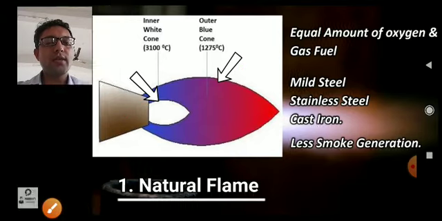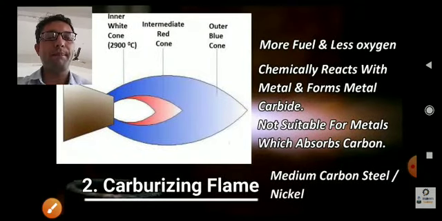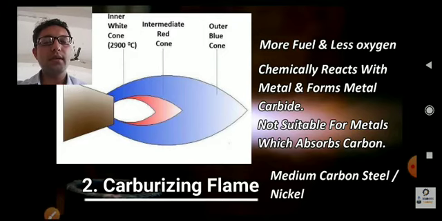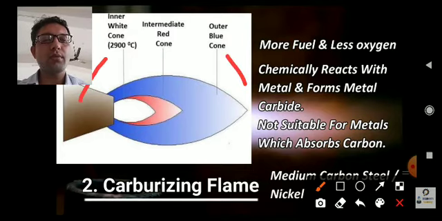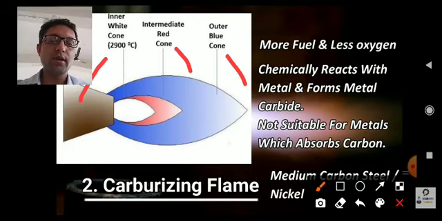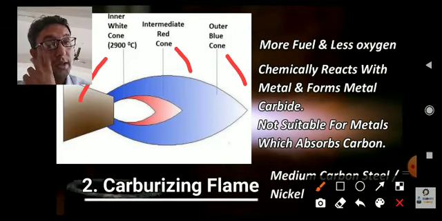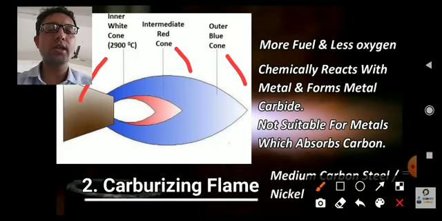Now the next one is the carburizing flame. As compared to the previous flame, the carburizing flame has three zones. The inner white cone is there, the outer blue cone is there, and there is also an intermediate red zone. The inner white cone has a temperature of 2900 degrees centigrade, less than the neutral flame, which has 3100 degrees centigrade.